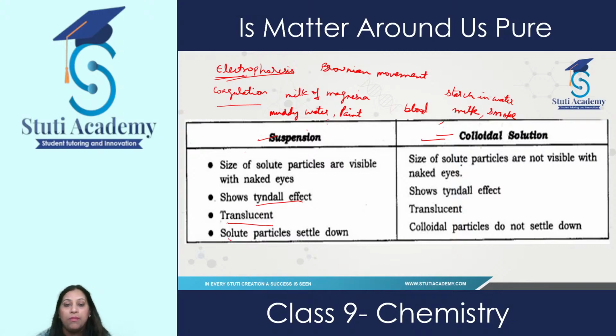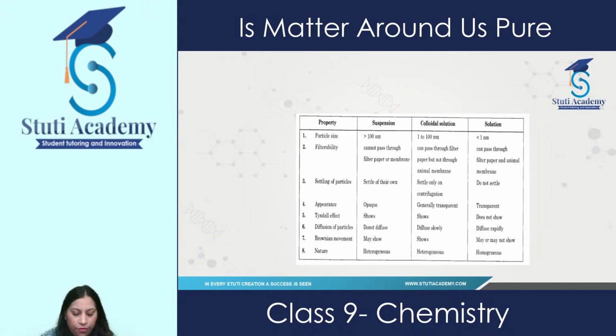Now, if we talk about different types of solutions, see how they are different from each other. Now, let's see some properties of these different types of solutions: suspension, colloidal, and true solution. So first of all, we'll take particle size. As I told you, the particle size in true solution is the smallest, then colloidal, and then suspension. It means suspension has the largest particles present in it.